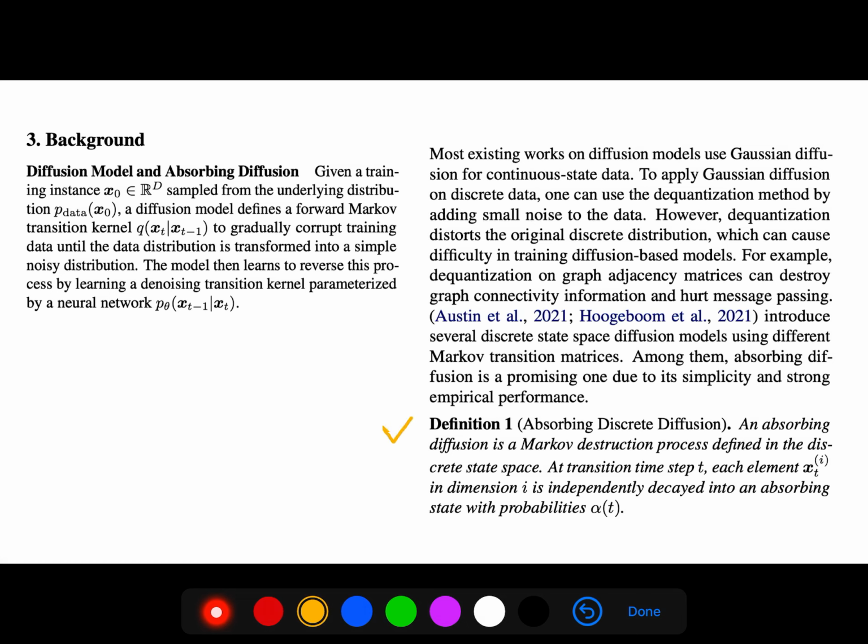So you need to know what is absorbing discrete diffusion. An absorbing diffusion is a Markov destruction process defined in the discrete state space. At transition time step t, each element x_t, in dimension i, is independently decayed into an absorbing state with probability alpha_t.